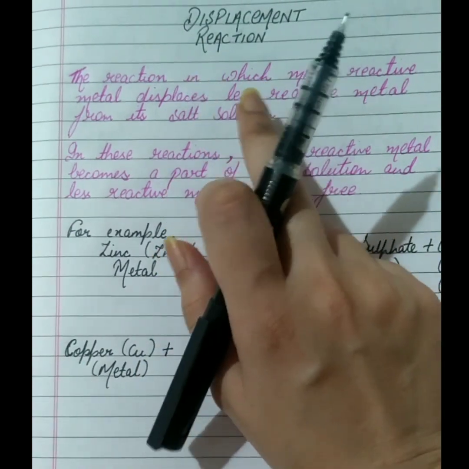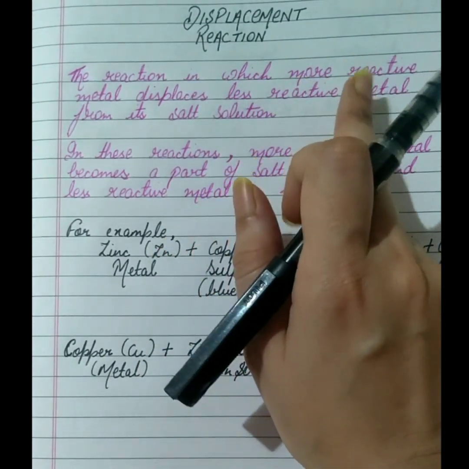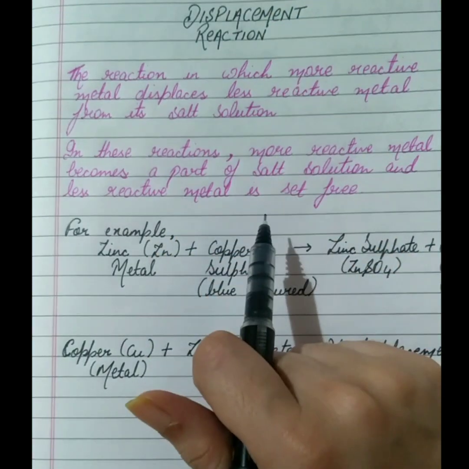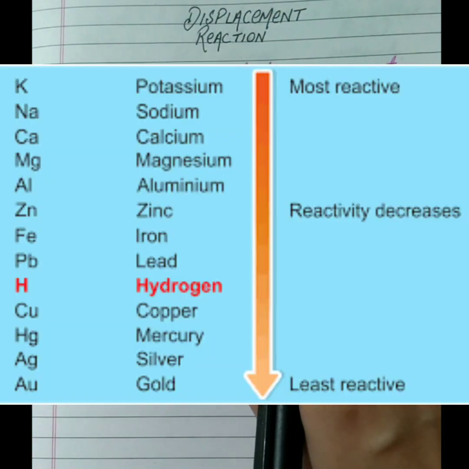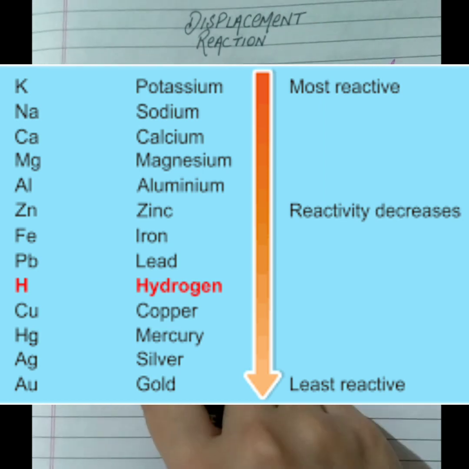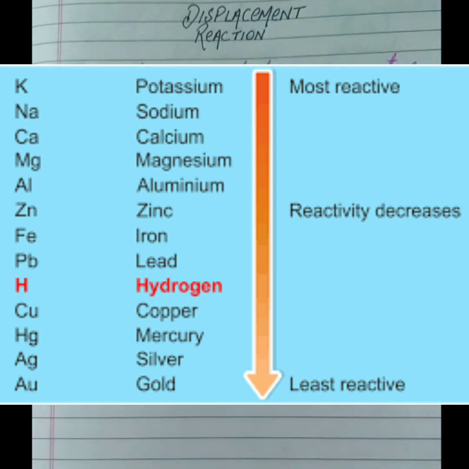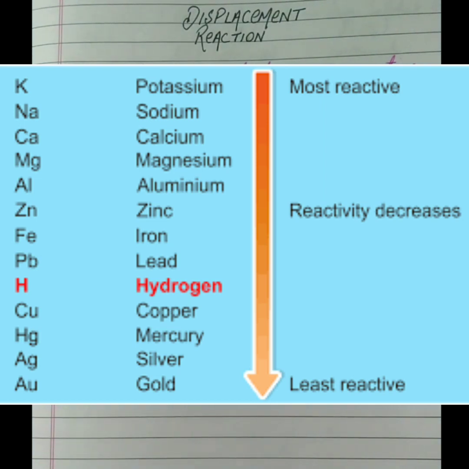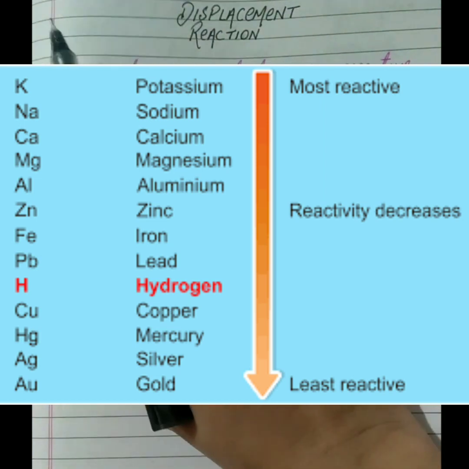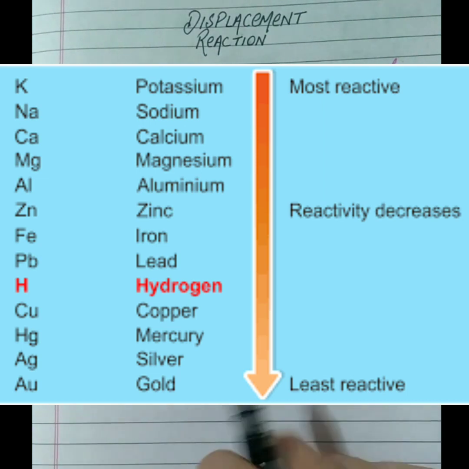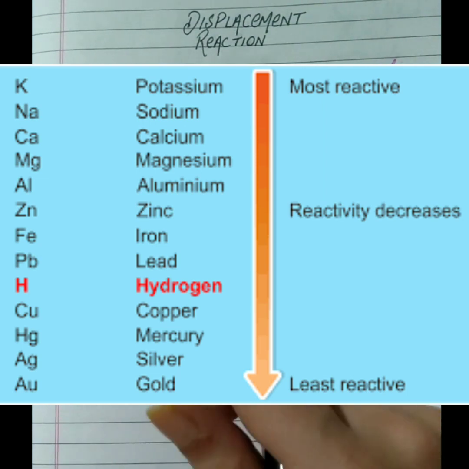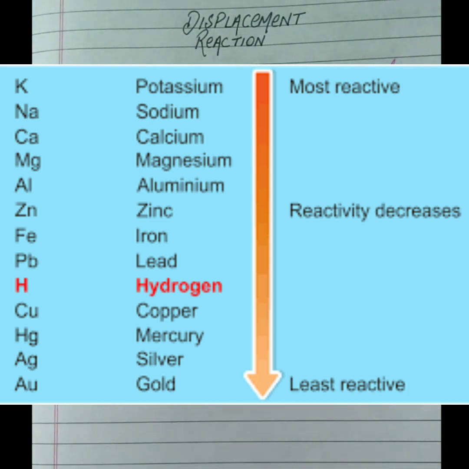मतलब जब more reactive element, जैसा कि आपको रिएक्टिविटी सीरीज में दिख रहा है, as you can see in the reactivity series, this is the decreasing order of reactive metals as the metals are decreasing. So we know that the most reactive metal is potassium and the least reactive metal is platinum, and the series goes on with potassium, sodium, calcium.